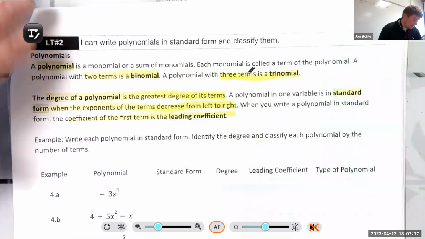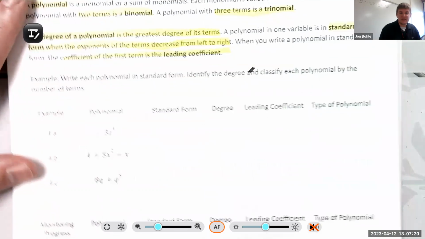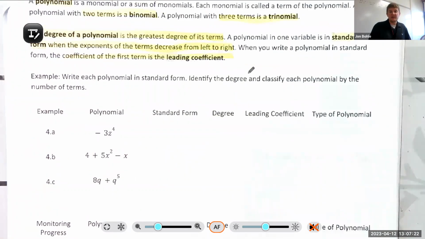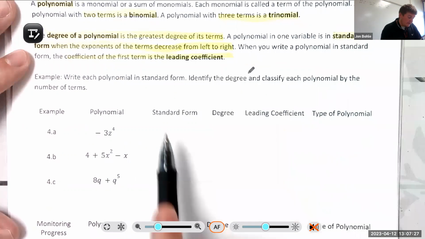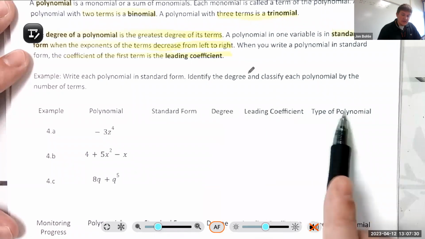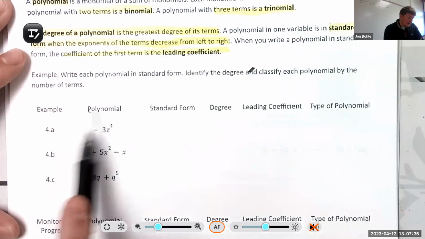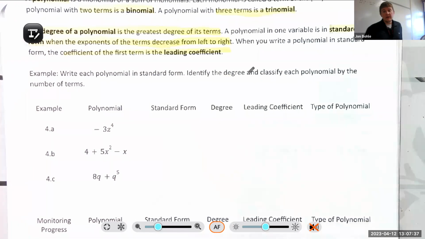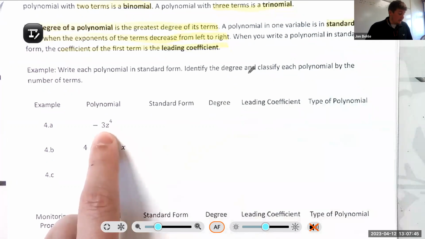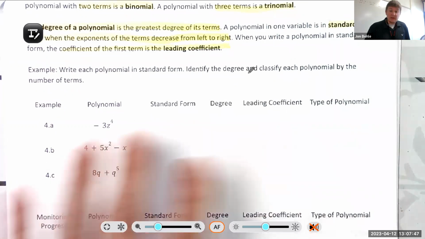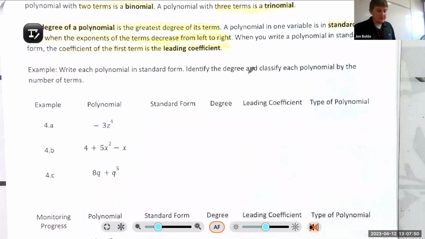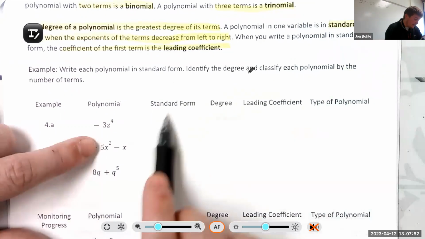Okay, let's look at our first example. Write each polynomial in standard form and then identify the degree and classify each polynomial by the number of terms. So here are the 4 things that we're going to have to be able to do: find the standard form, the degree, the leading coefficient, and the type of polynomial. And then you're going to be given a table just like this with the polynomial written out. You have to write in standard form and find the degree. In each of these, you'll be given this table on your learning targets in your test. So, standard form.